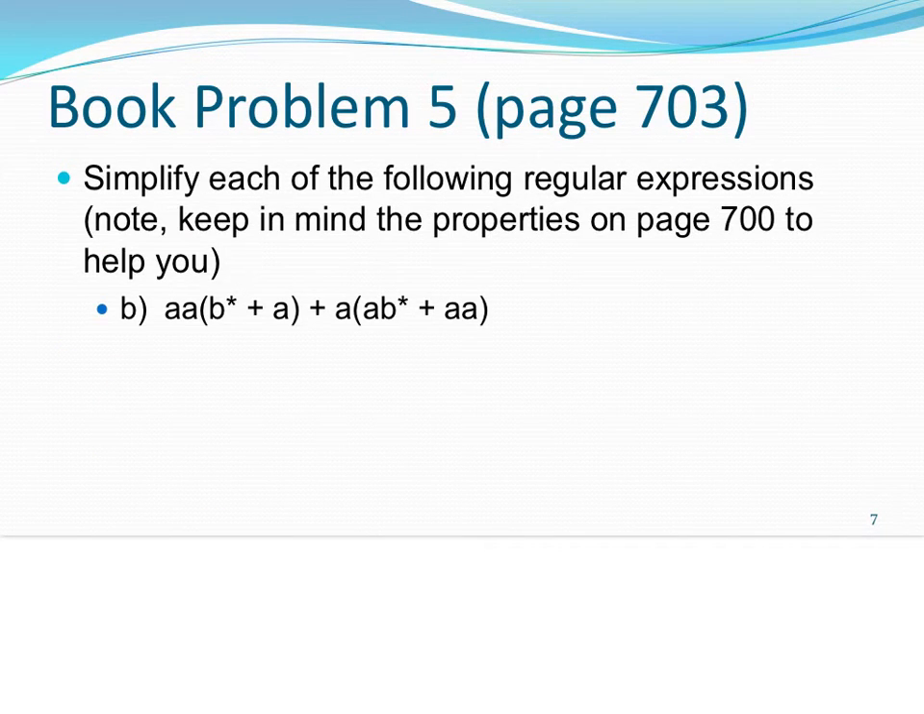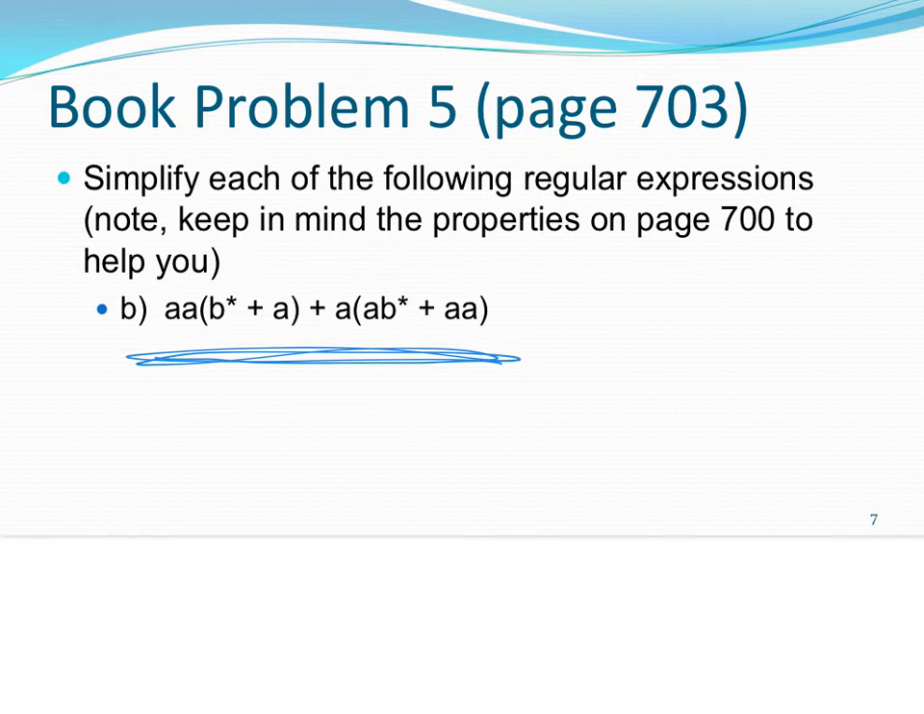So let's do some example problems from the book. This first one is problem 5 on page 703. And they're asking us to simplify this regular expression. And they give us a hint: keep in mind the properties that are on page 700, that sheet that you downloaded to help us. So here's what we want to simplify. We want to simplify this expression. So let's think about how we can do that.